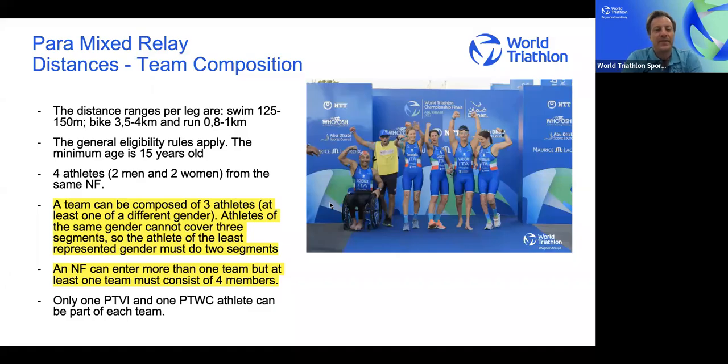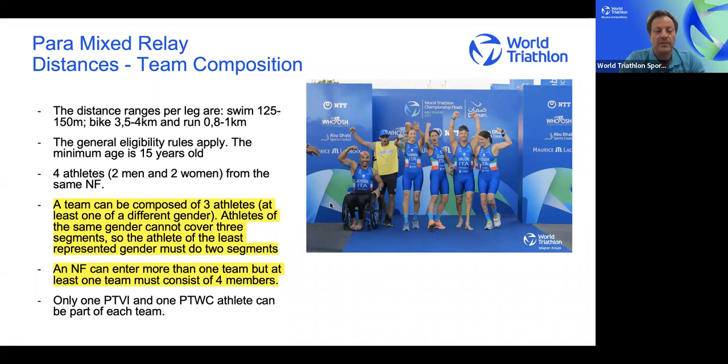So what have we devised in terms of rules for the para mixed relay? You can see the ranges for a quite short, almost like a super sprint triathlon. Eligibility rules apply in terms of age, minimum 15, because it's considered that in that year you will become 16 years of age. The principles are that we should have 4 athletes, 2 men and 2 women from each NF. But in yellow, what you can see is that we are allowing some flexibility at the beginning right now in order to have more participation.